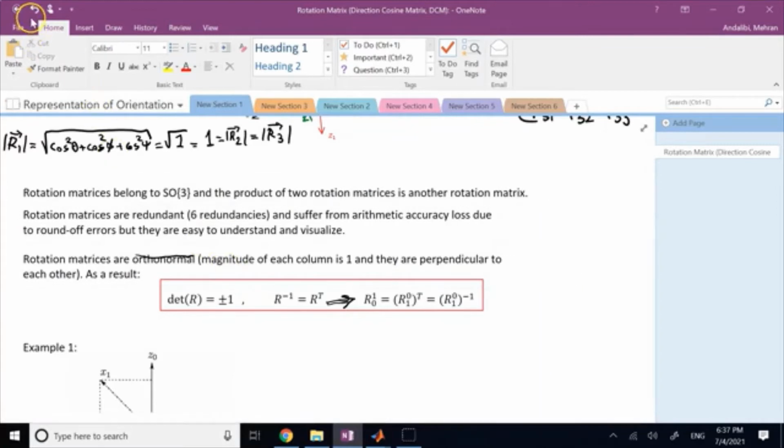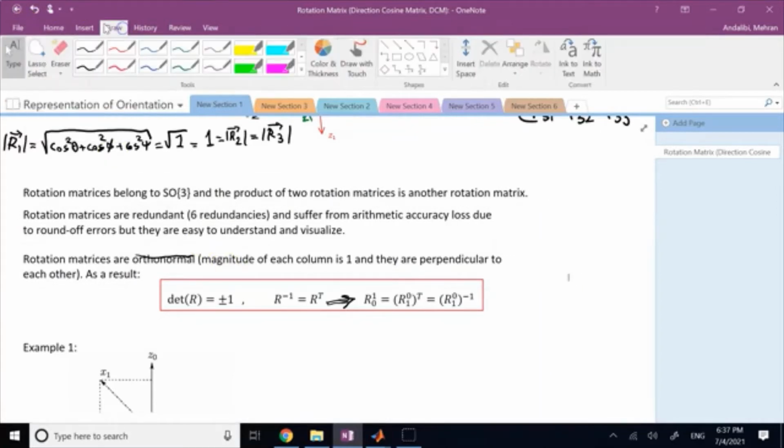Good. So now with that in mind, what's this problem I mentioned, the loss of accuracy in arithmetic? What's the meaning of that? So they are redundant, they are easy to understand and visualize, but what is this one? Well, I told you that when I multiply two rotation matrices, I should get back another rotation matrix. And what does it mean that I should get another rotation matrix?